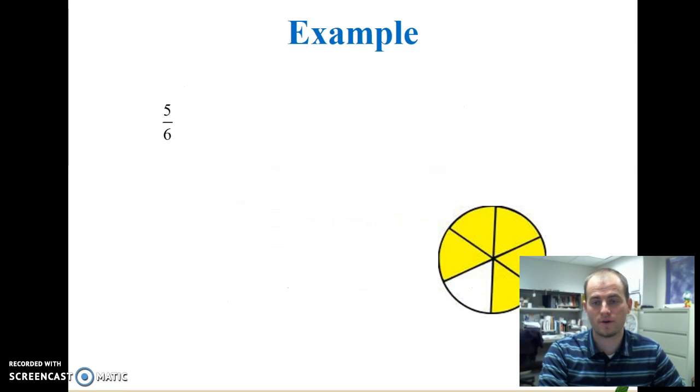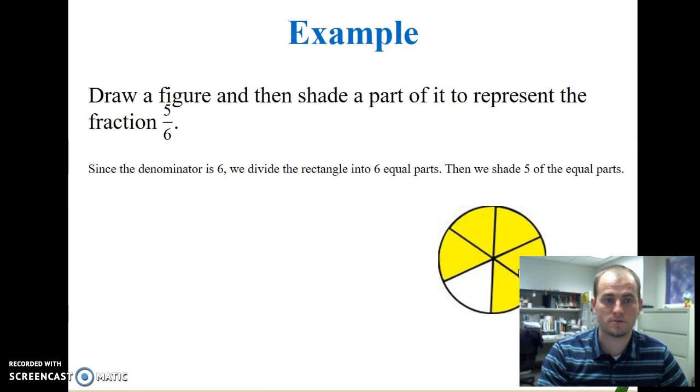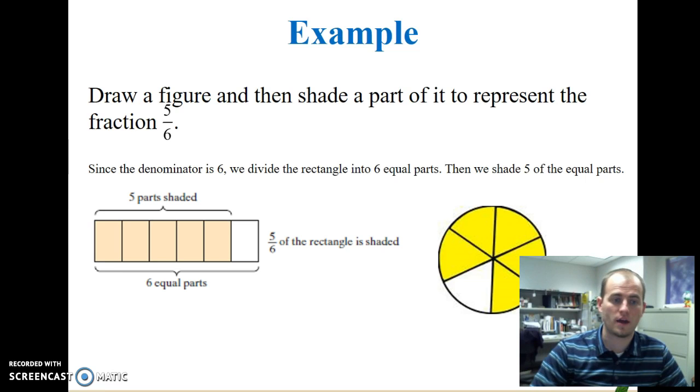Okay, whoops, I gave it away there. Okay, here's a pie. 5 are shaded out of 6 equal parts. 5/6 is the fraction. Okay, another way to draw it would be like this. 5 parts are shaded out of 6 equal parts. 5/6.